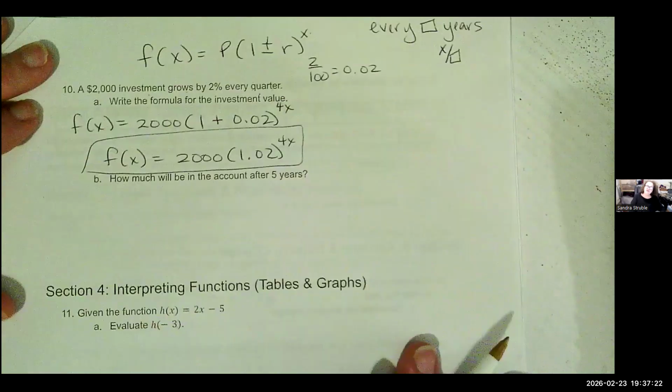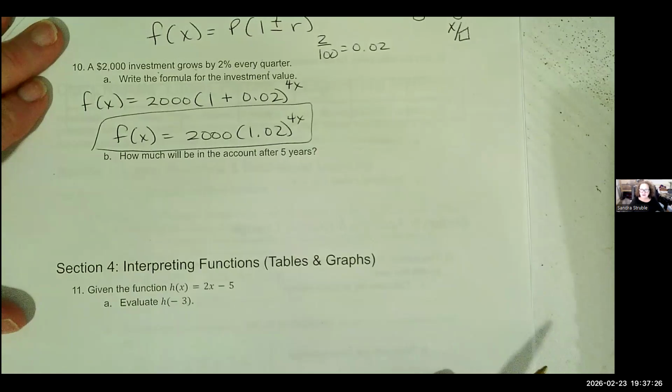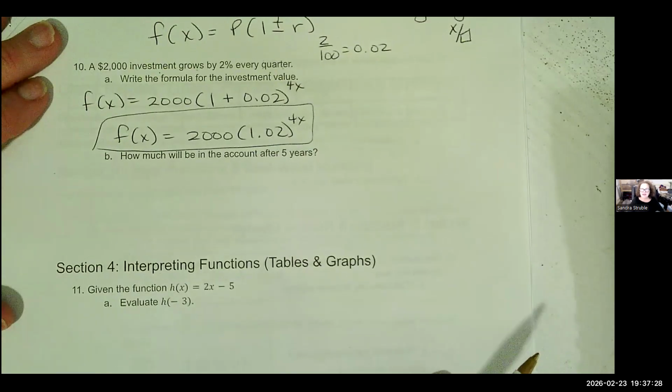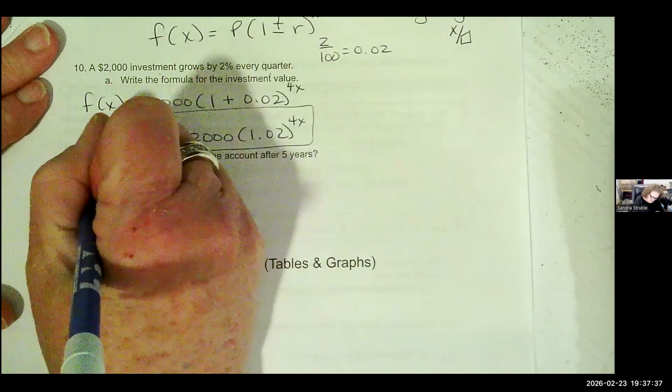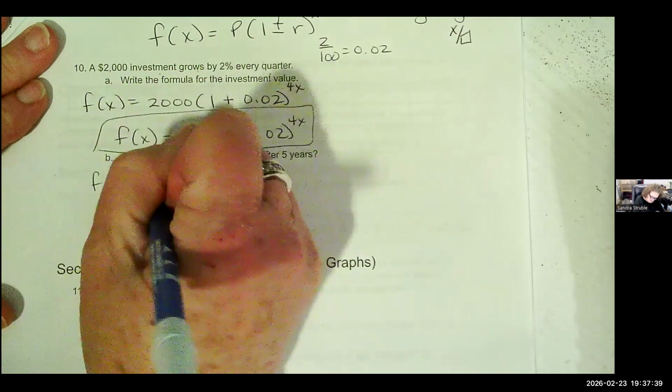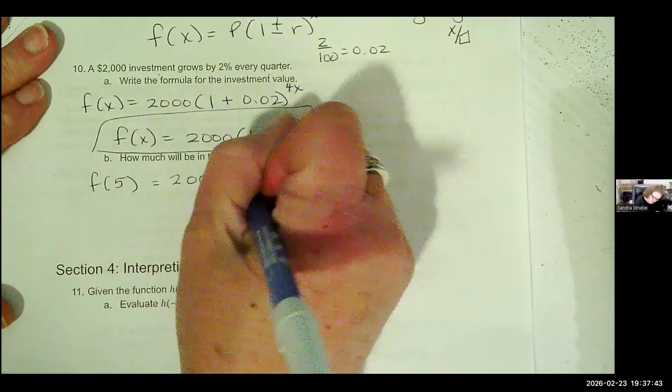Okay. How much will be in the account after 5 years? All right. Well, x is the number of years. f of x is the amount that will be in there. So we're looking for f of 5. Now, oh, this should be a 5.